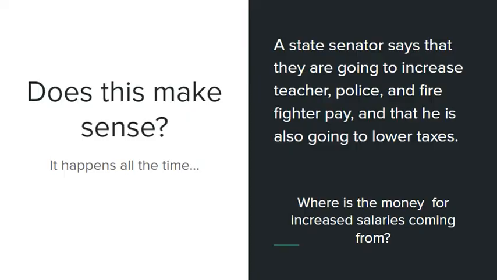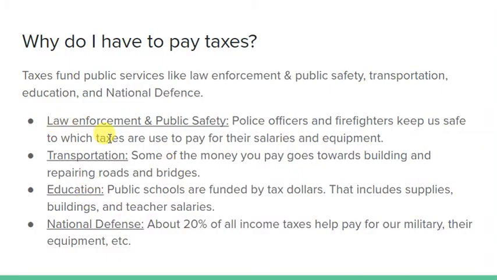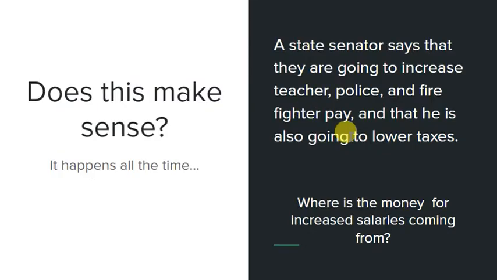So does this make sense? And it happens all the time. A senator says that they are going to increase teacher pay, police, and firefighter pay, and that he is also going to lower taxes. So as we said earlier, if taxes are being used to pay for all of these things, does lowering taxes in this situation actually make sense?